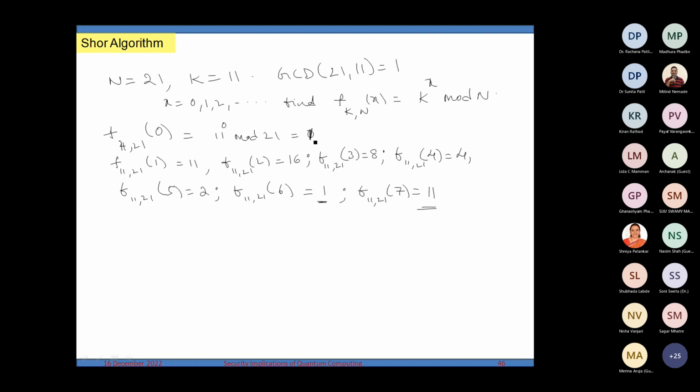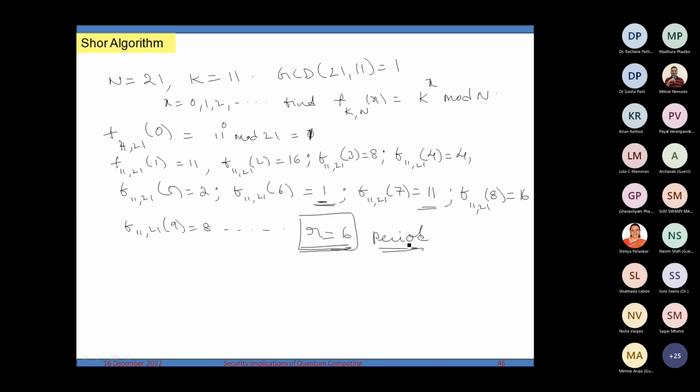That means you notice that you are repeating the sequence. Now imagine if I am calculating f of 11, 21 of 8, obviously I'm going to get 16. Similarly, f of 9 is going to be 8, and so on. So you see here, I have a sequence of numbers 1, 11, 16, 8, 4, 2, and again 1. So this is the sequence I am getting, and that particular sequence period is, in this case, 6. So this is called period.